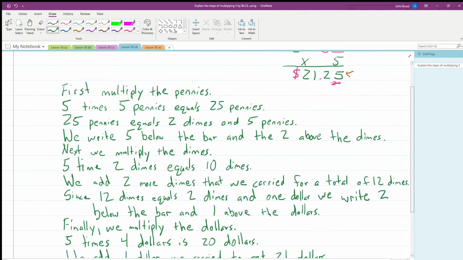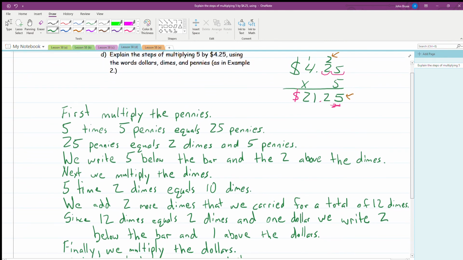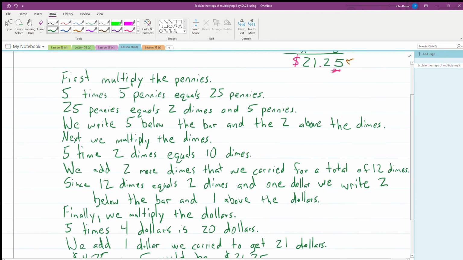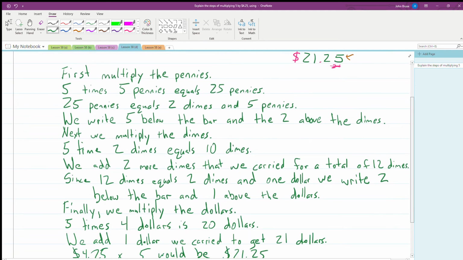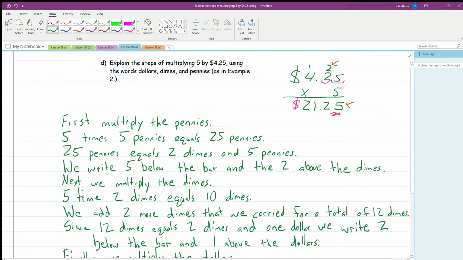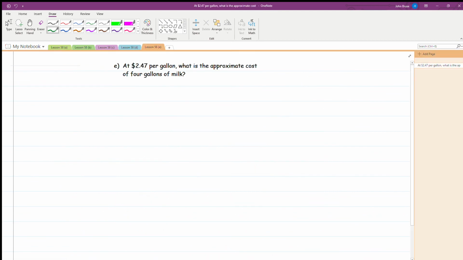It's a lot of writing, but you need to make sure that you're careful and put all the steps in so we know what was done. So that's an example of explaining the steps of multiplying 5 times $4.25 using the words dollars, dimes, and pennies. We're using place value understanding to describe how we solve that problem. Okay, we have one more.